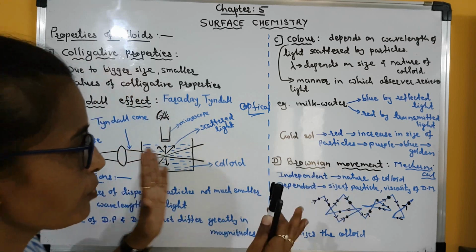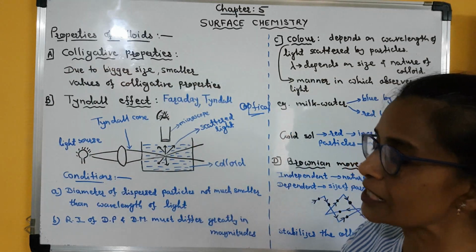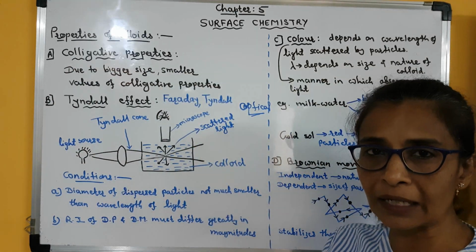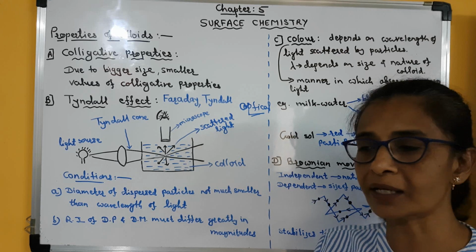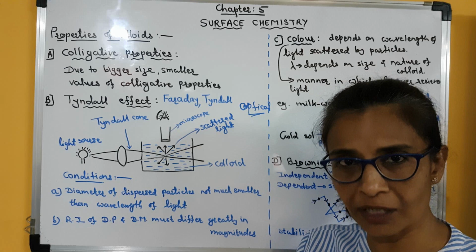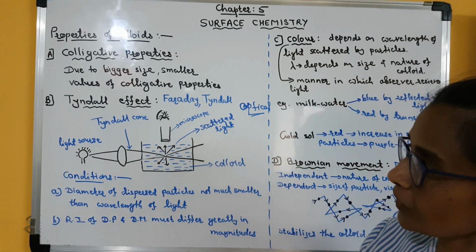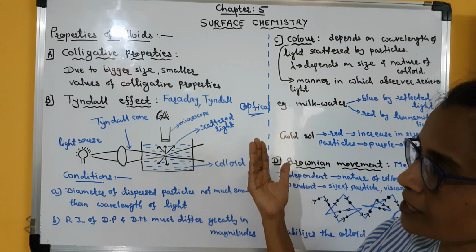So with this we have covered four properties of colloids. Still there are more. Clear? The charge on the colloidal particle, and after that we study electrophoresis, which is called the electrical property of the colloidal particle. Clear? So we will discuss that part in the next lecture.